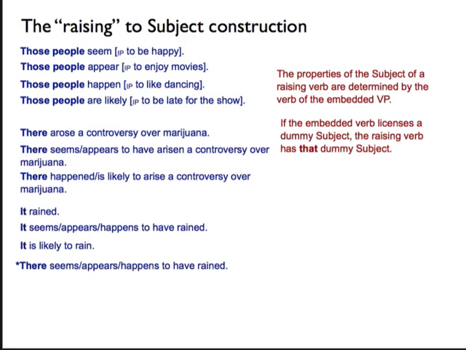There happens to have rain? No. Because why? Because there is not licensed by rain. Right? So you can see that these things are independent. Seems itself is not licensing there.